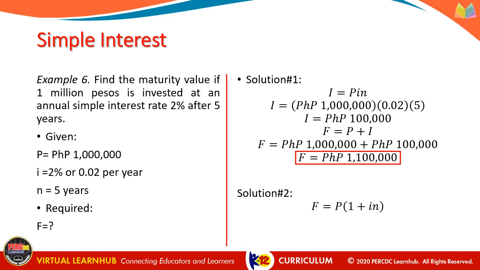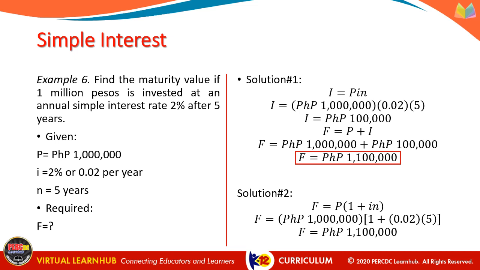So we have here solution number 2. We can directly substitute the given to the formula future value F is equal to principal P times quantity 1 plus I times N. Okay? It would be like this. Future value is equal to 1 million pesos times quantity 1 plus 0.02 times 5. We will still get the same answer. Maturity value or future value is equal to 1.1 million pesos.